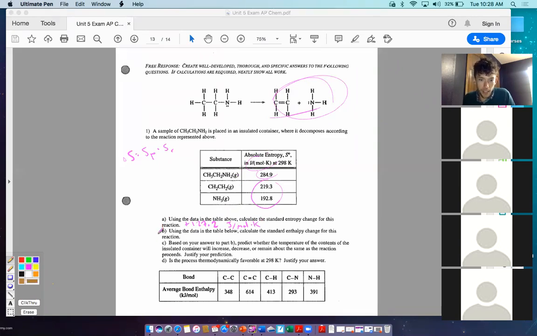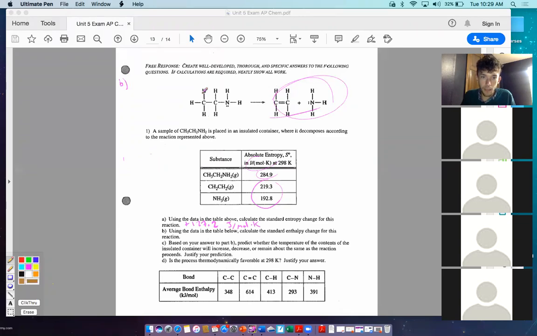Using the data in the table below, calculate the standard enthalpy change for this reaction. So for part B, how can I find enthalpy change based on bond energies? Well, I know that for every bond that I break, I'm going to treat that as a positive value. For every bond that I form, I'm going to treat that as a negative value. So I can construct an equation for part B.